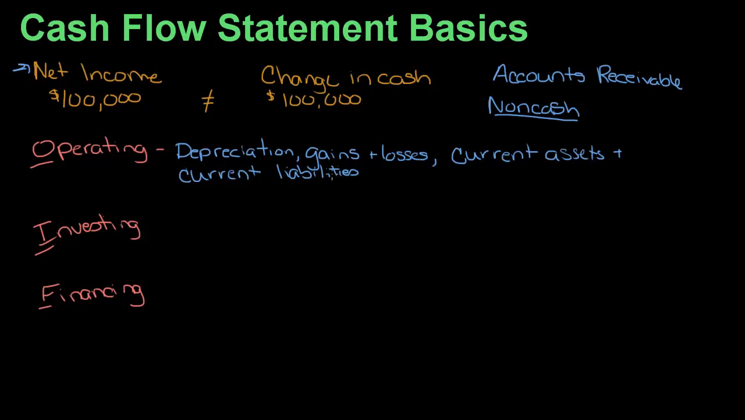If you're not sure what your current assets and your current liabilities are, you may want to go back and review that, because that's going to be really important when you're doing the cash flow statement. If you can't identify those accounts, then you're going to have trouble determining where things go.